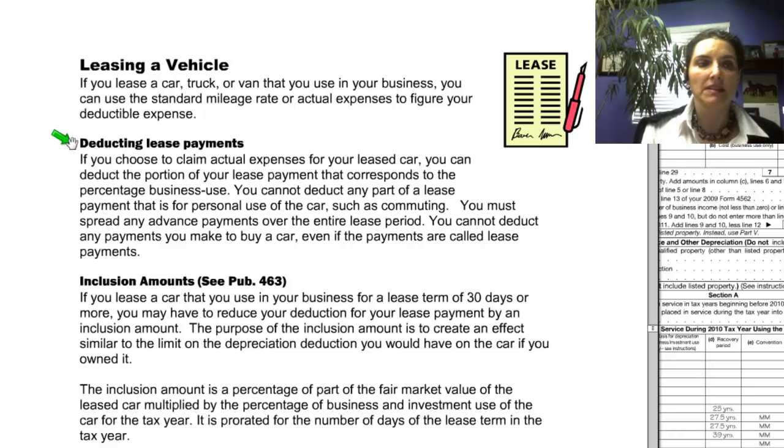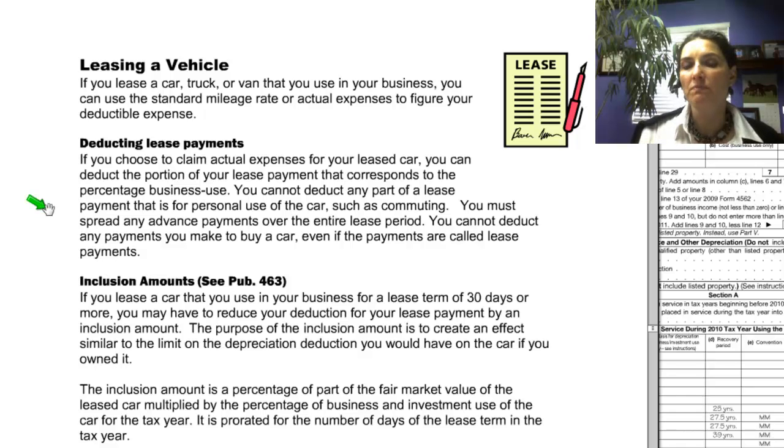Deducting lease payments. If you choose to claim actual expenses for your leased car, you can deduct the portion of your lease payment that corresponds to the percentage business use. You cannot deduct any part of a lease payment, though, that is for personal use of the car, such as commuting. You must spread any advance payments over the entire lease period, and you cannot deduct any payments you make to buy a car, even if the payments are called lease payments.